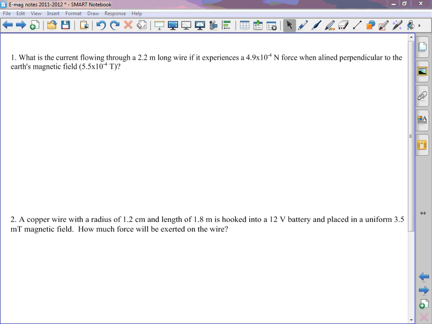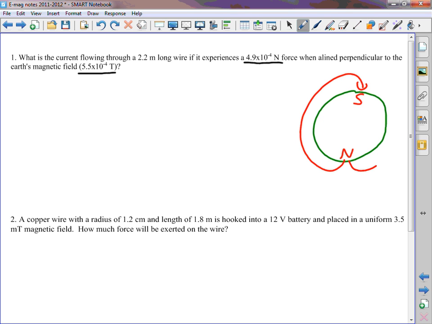All right, so now we're going to work a few problems. This one, I've got a 2.2 meter long wire experiencing a force when aligned perpendicular to the Earth's magnetic field, which is actually relatively weak. It's a little bit more than half a millitesla. Just to give you a setup for the Earth, it's kind of odd. The Earth actually has its magnetic north pole at the geographic south pole, and the magnetic south pole at the geographic north pole, right? And so the magnetic field runs from north to south, and so you get this effect going on.